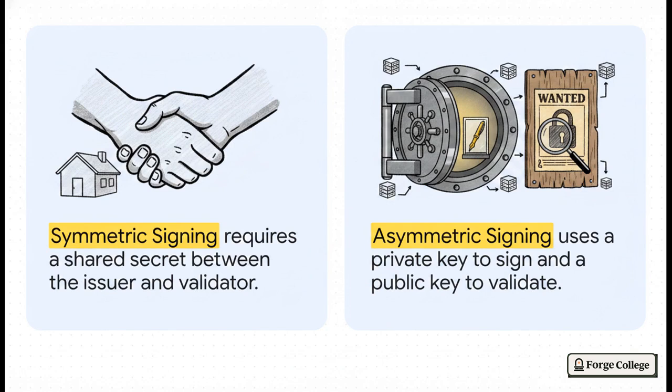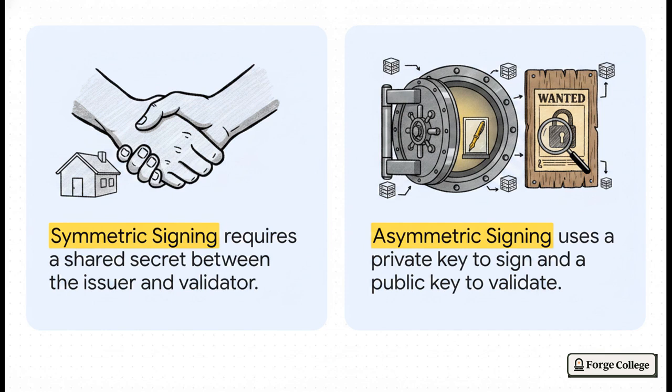Symmetric signing, like HMAC SHA, is kind of like a secret handshake. Both the issuer and the validator have to know the exact same secret, which is fine for a tiny app, but an absolute nightmare to scale securely. On the other hand, asymmetric signing, using algorithms like RSA, is absolutely perfect for hybrid apps.